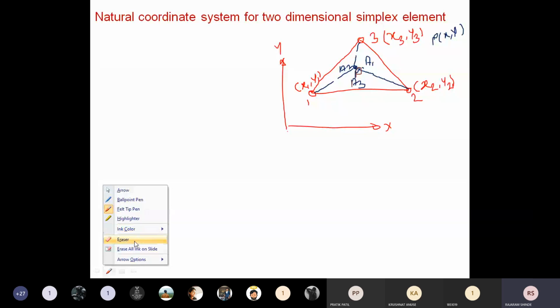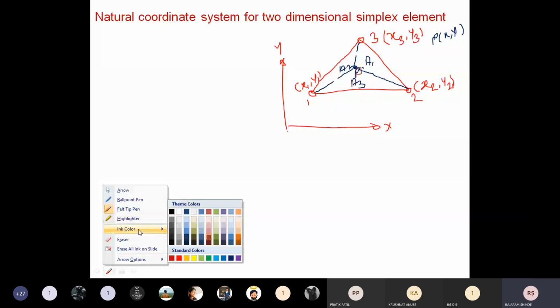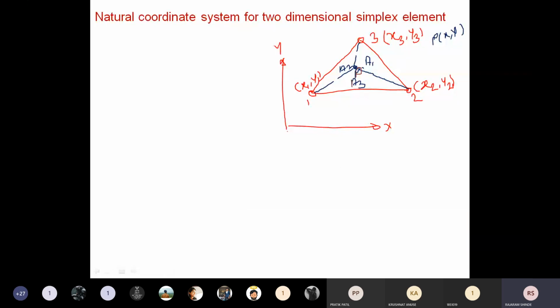Now the local coordinates of P are defined in the form of area ratios. How these are defined, I will show you. See here, there are 3 local coordinates for the point P. If you see this point P, it is dividing this triangular element into 3 triangles. Now the local coordinates of the point P are L1, L2, and L3. These are the 3 natural or local coordinates of the point P.